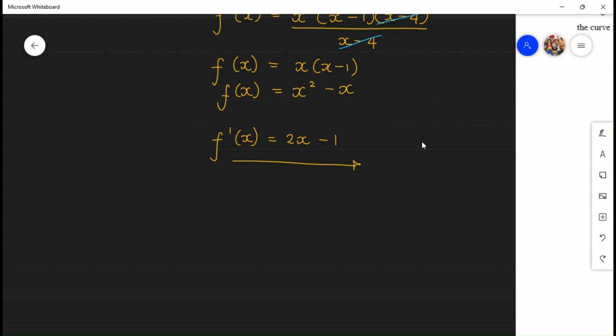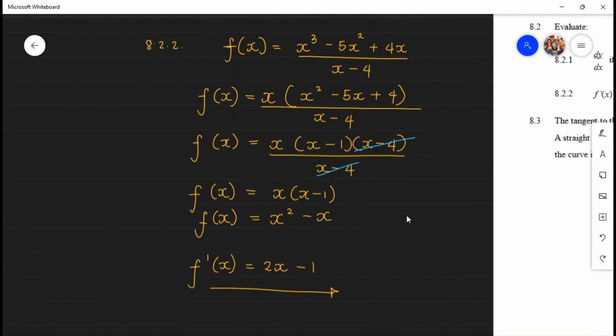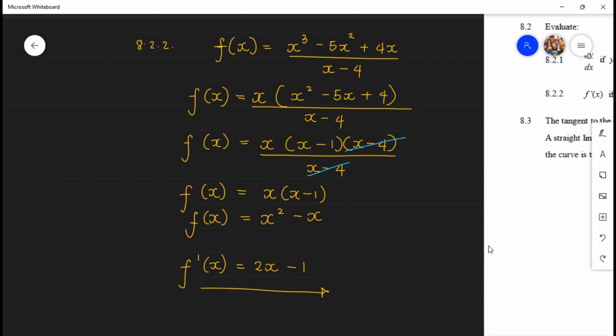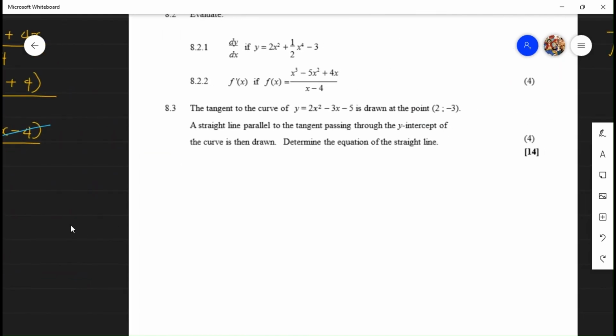Now that is question 8.2.2. The goal of this question was to find f prime of x given f of x. Now something important to take note of is that because we have multiple terms in our denominator and x is one of those terms, we cannot derive as yet. We first needed to simplify the numerator such that it cancels out with the denominator. Then we were able to derive. Now let's move on to question 8.3.